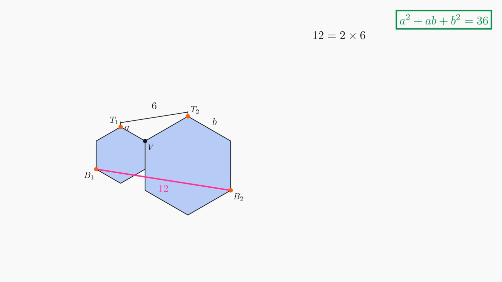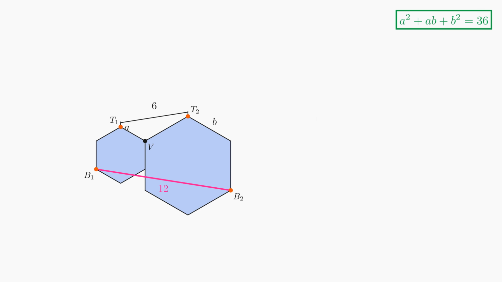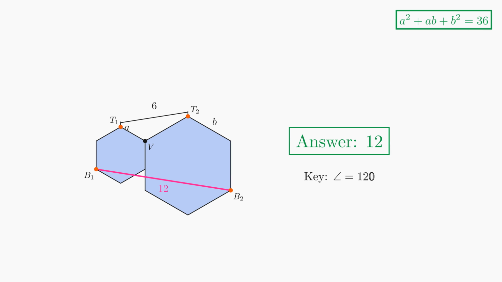Notice something beautiful. 12 is exactly twice 6. The distances from V doubled, from A and B to 2a and 2b. But the angle at V stayed the same. 120 degrees in both triangles. When you double all sides of a triangle but keep the angles, all distances double. This ratio of 2 to 1 holds no matter what sizes A and B are. The length of the pink line is 12. We use the law of cosines with the 120-degree angle that comes from how hexagons meet at a shared vertex.